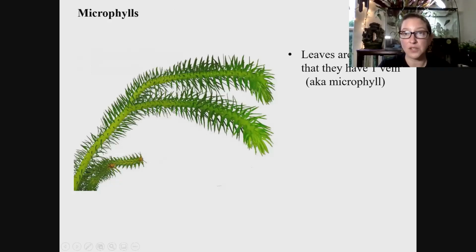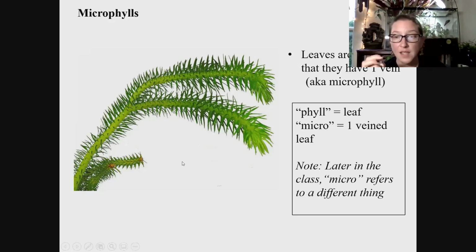So here you go. These are microphylls. Maybe my head is blocking it, but what it says is leaves are simple in that they have one vein, aka microphyll. On the left, you have a stem, and all those little pokies coming off the stem are microphylls. This stem is from Lycopodium, and all those little pokies are microphylls.